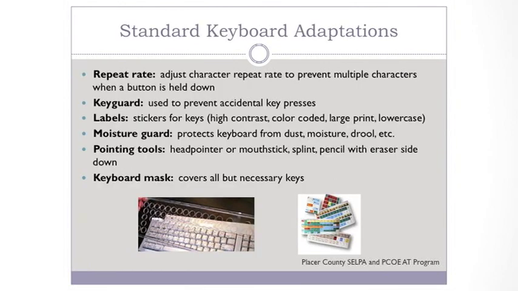Okay, some standard keyboard adaptations that we have out there, that are still built in, correct? Correct me if I'm wrong. Well, some of these are. The repeat rate is something you can do within the computer. Some things that are, again, standard: there are key guards that you can get to help prevent accidental key presses. There are labels you can stick on to the actual keys to make them stand out more, or have them raised a little bit if somebody needs that tactile feedback. There are things called moisture guards, which can protect not only from dust, moisture, drool, but maybe coffee. There are different types of pointing tools available. There are head pointers that are physical and can attach to some type of band on the head. But there's also, I'll get to the higher tech ones in the next slide, sorry. And then there are keyboard masks, which can cover up some of the keys that maybe aren't used as frequently.